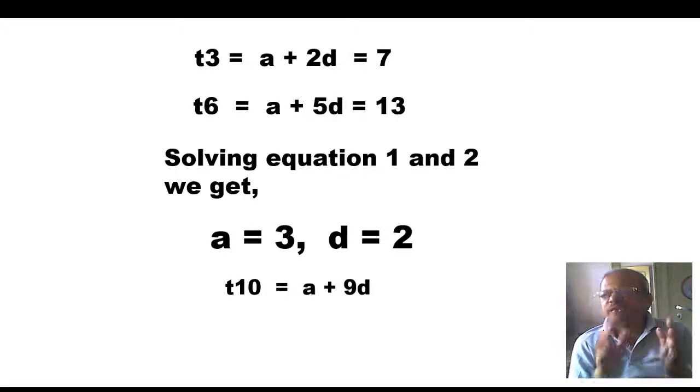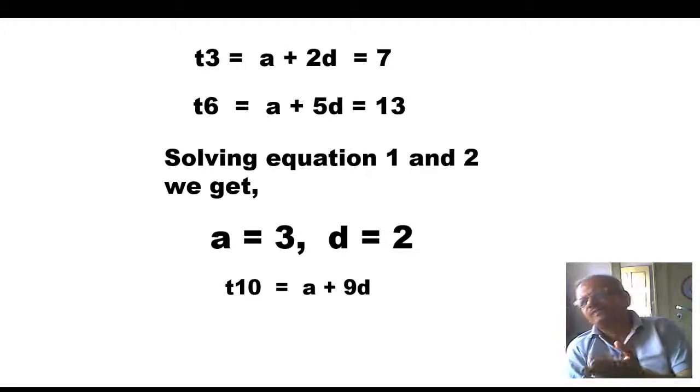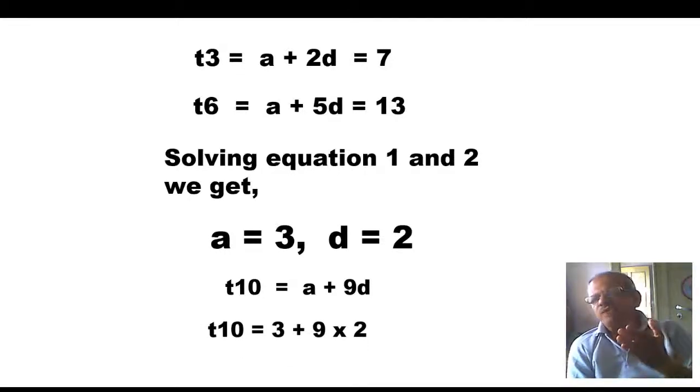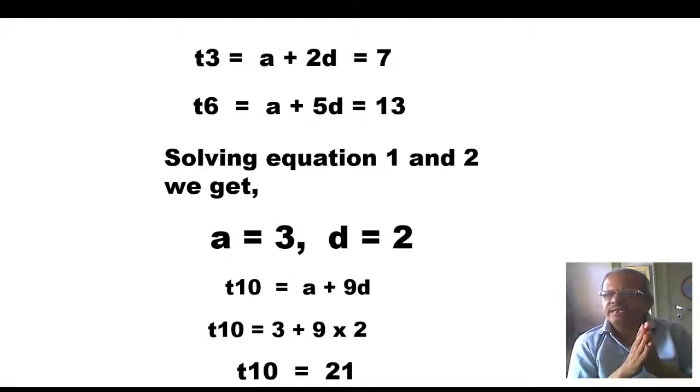Friends, now we can find the 10th term, because we know A, we know the value of D, and we have to find the 10th term, therefore n will be 10. So T10 is equal to A plus 9D. Replace the values of A and D, then we get T10 is equal to 3 plus 9 into 2, and therefore T10 is equal to 21. And so friends, the 10th term is equal to 21.